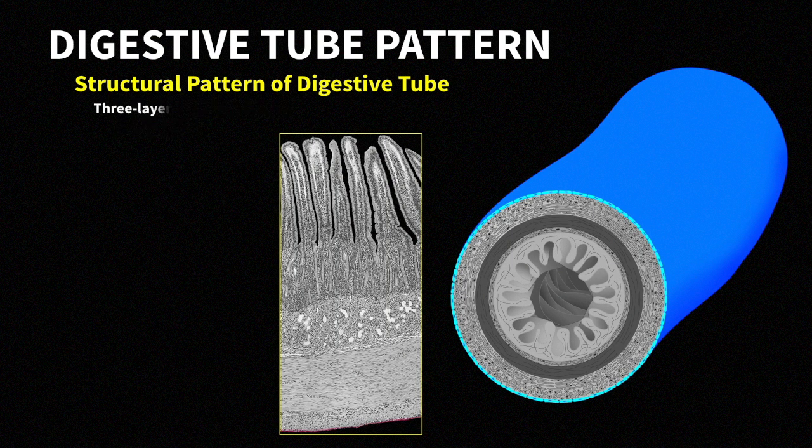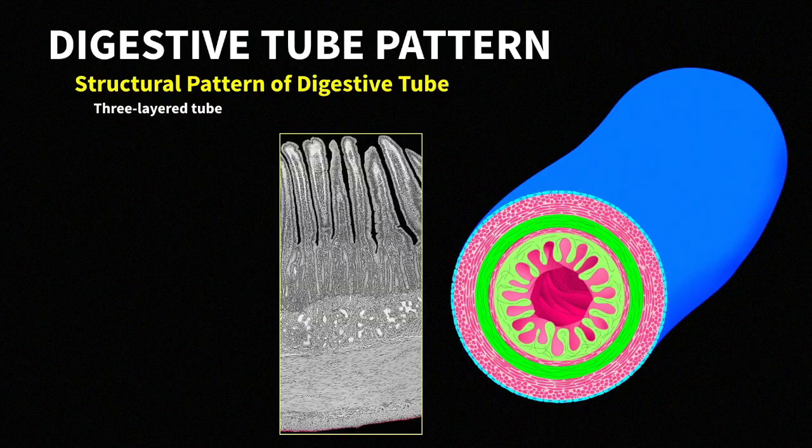So once again, we see that the pattern of the digestive tubes, like all the tubular systems of the body, is a tube comprised of 3 structural layers or tunics. Watch the presentation on the modifications of the digestive tube to learn how this basic pattern is modified along the length of the digestive system to account for the various functions of the different parts of the digestive tract.